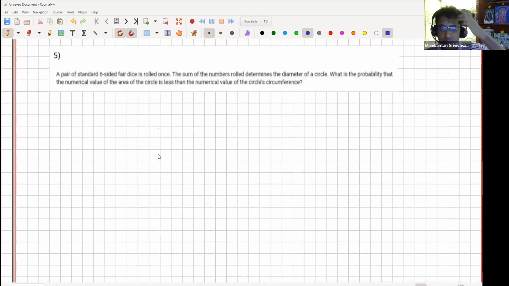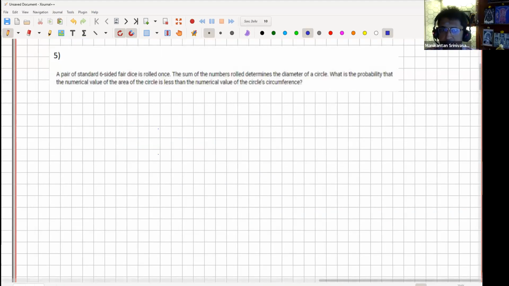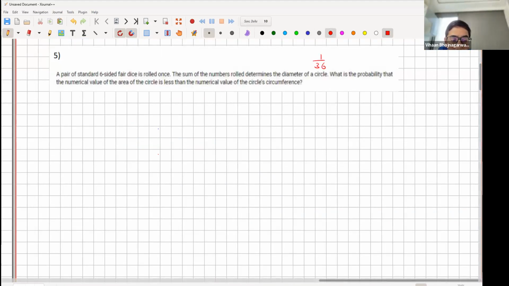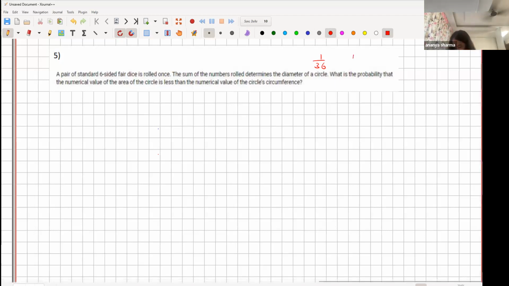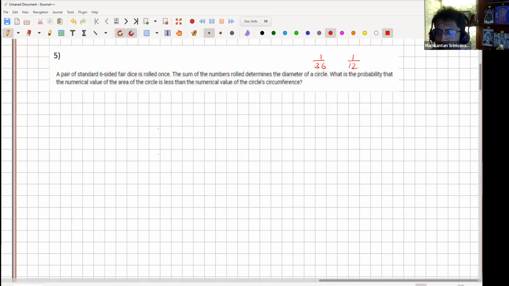Okay. Kunsh, what did you get on this one? 1 over 36. Okay. Vihan? Even I got 1 over 36. Okay. Anahat and Ananya, what did you get? We got 1 over 12. 1 over 12. Okay. Anahat, did you do this as well? Yeah, I got 1 over 36. You also got 1 over 36.